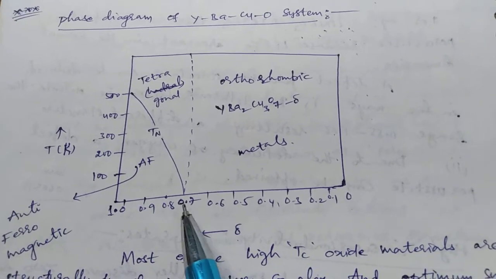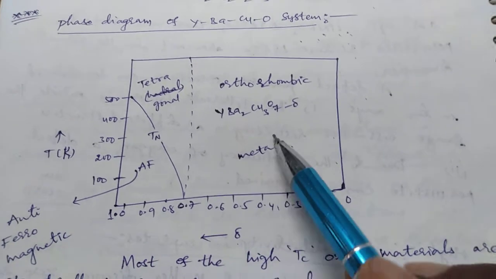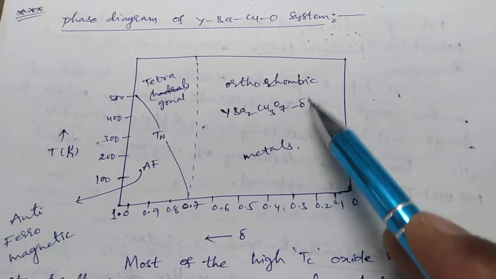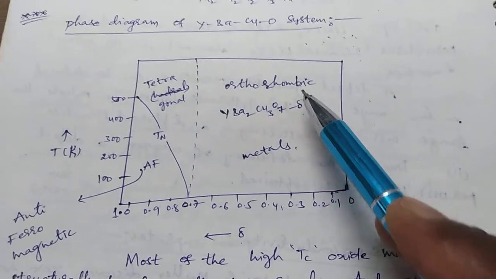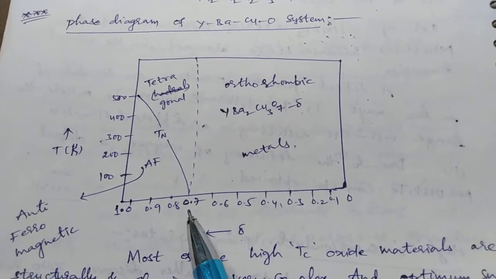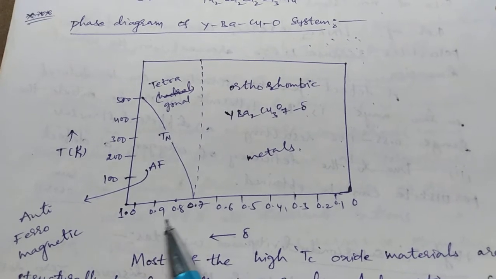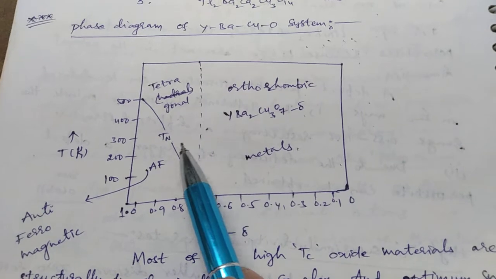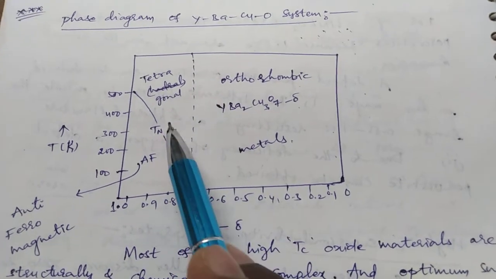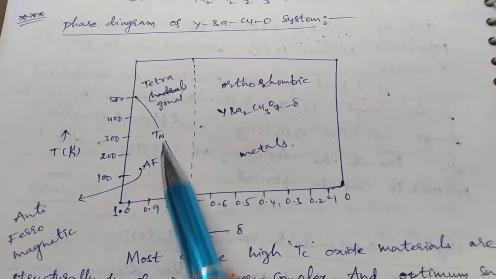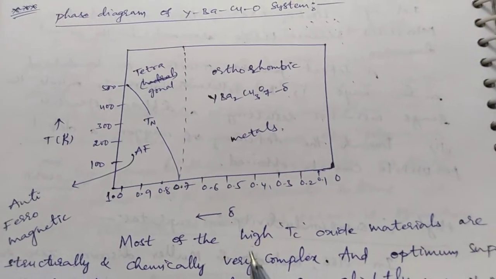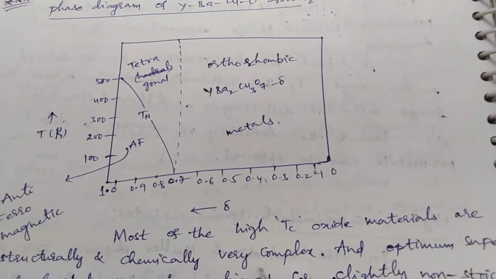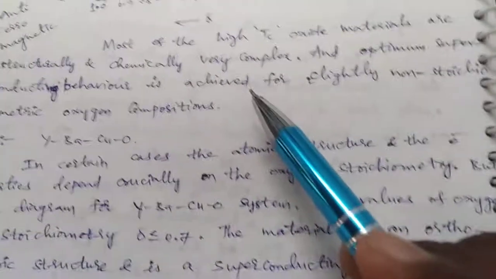If the delta value is less than 0.7, those materials act as superconducting materials which have an orthorhombic structure. If the delta value is more than 0.7, those materials act as insulators and they have a tetragonal structure and are antiferromagnetic under the Néel temperature. Most of the high Tc oxide materials are structurally and chemically very complex.